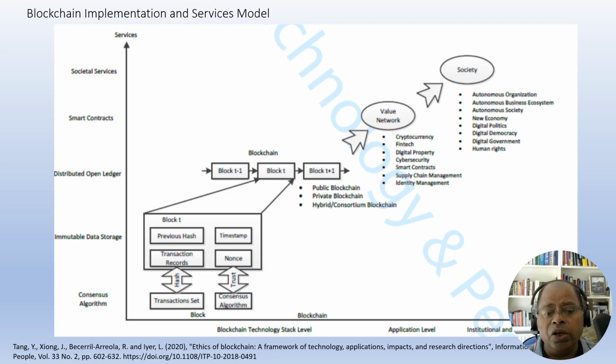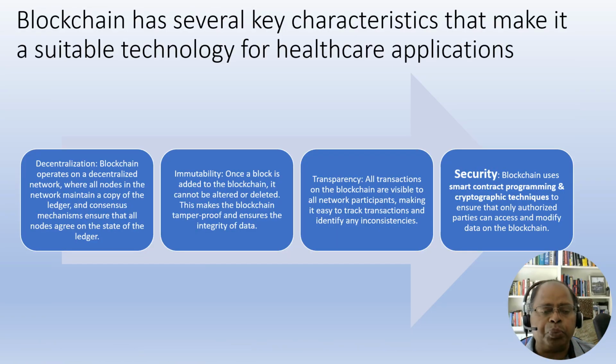And this is the value network, where different types of cryptocurrencies, fintech, and digital property sit. And there are societal services such as healthcare, digital government, and so on. So that's a way to classify the blockchain. These are again another set of key characteristics: decentralization, immutability, transparency, and security.